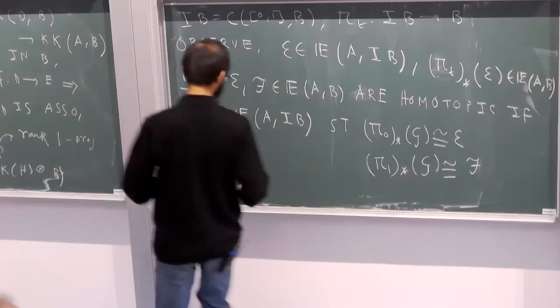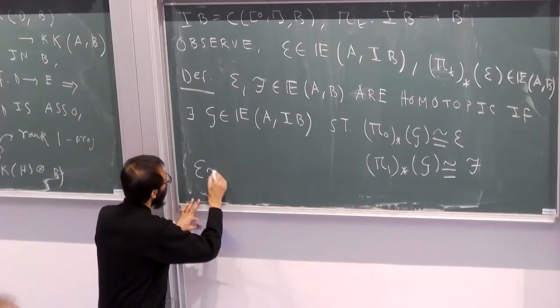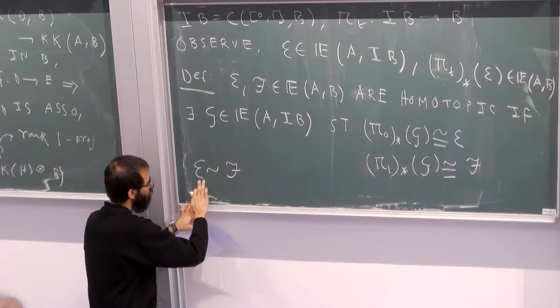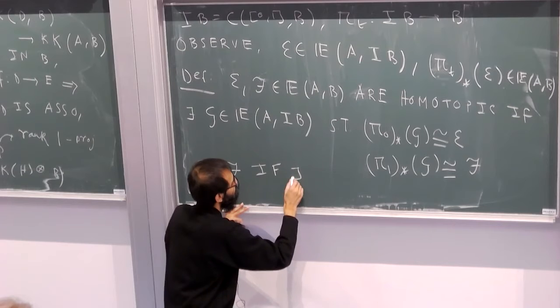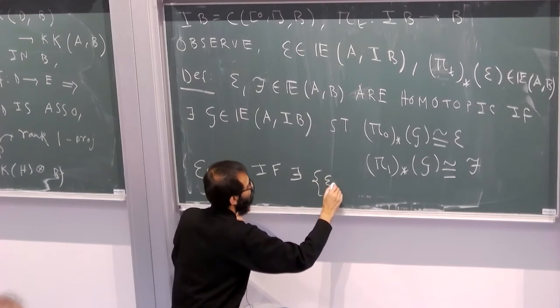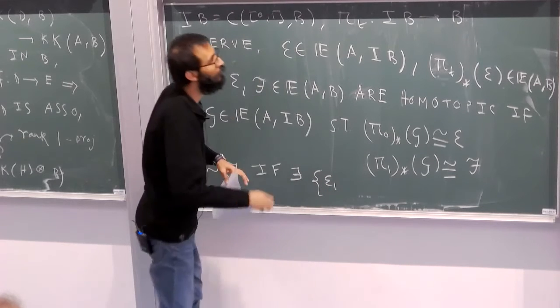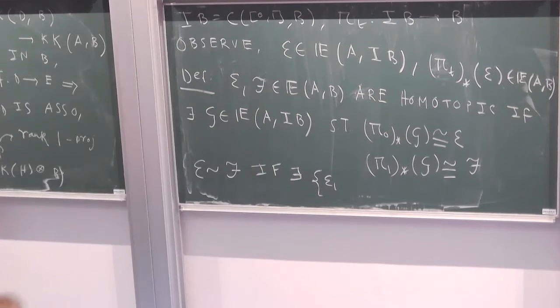And we write, so you can reach from E to F if there exists. It would not be a good idea to write it here.